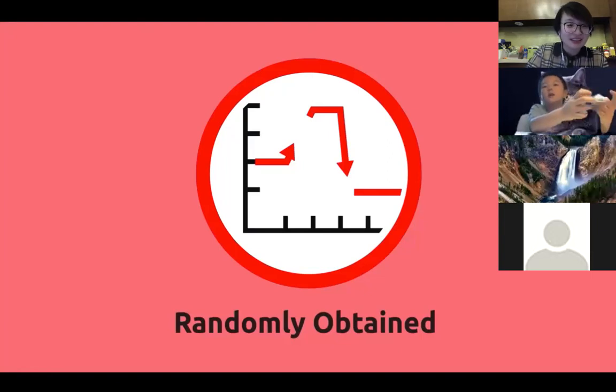Oh. Wait, I think I know what randomly obtained means. Like, it goes randomly everywhere. Randomly obtained actually means that we cannot control them.